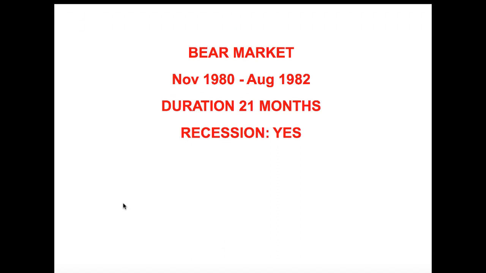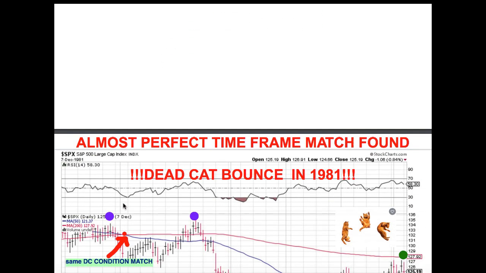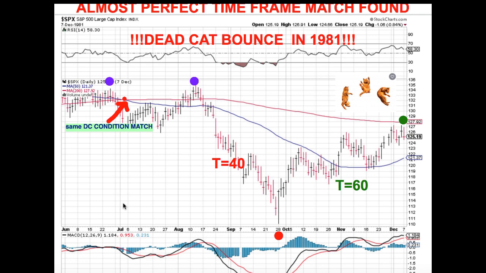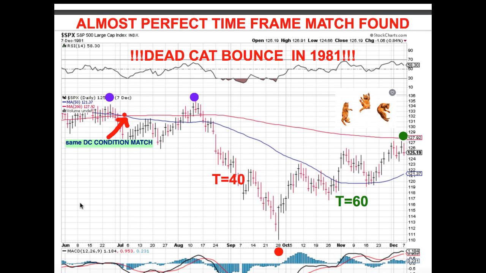All right, so let's start with a bear market all the way back from 1980. November 1980 to August 1982, the duration of that bear market, guys, was 21 months, and indeed we did get a recession during that time frame. Now, if I zoom in, you will see an almost picture-perfect snapshot of the time frame that matches the current condition.